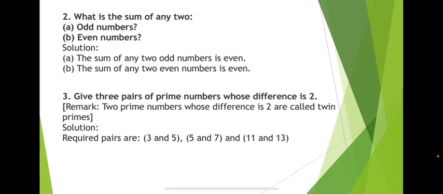Now let us move to the answer. The required twin prime numbers are 3 and 5, as 3 is a prime number and 5 is also a prime number, and the difference between 5 and 3 is 2. Similarly, 5 and 7, 11 and 13. All these are pairs of twin prime numbers.